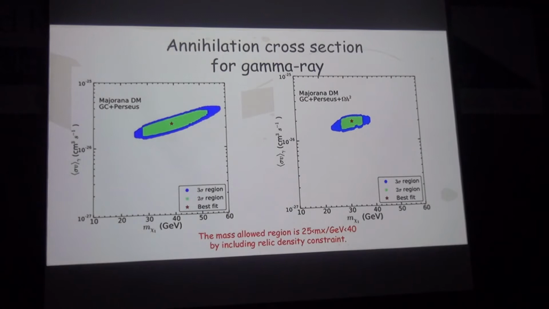For gamma ray, let's quickly look again. The y-axis is the gamma ray cross section. So the mass allowed, as I mentioned many times, we need 10 to the minus 26 or so. And then the inner contour is 2 sigma, the outer contour is 3 sigma. And then you can see after the relic density is included, the allowed region shrinks to 25 GeV to 40 GeV.